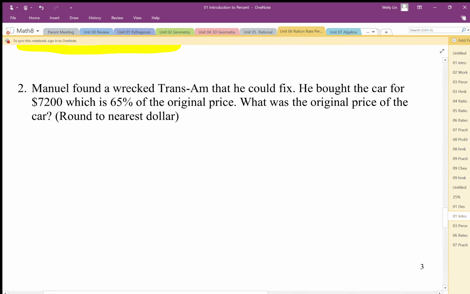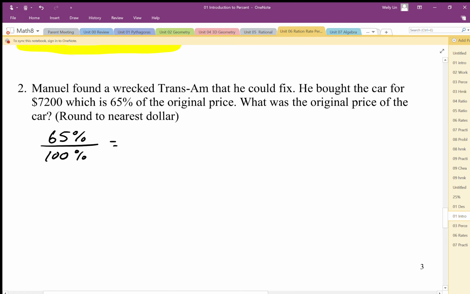So Manuel found a wrecked Trans Am he could fix. He bought the car for $7,200, which is 65% of the original price. What was the original price of this car? So I'm going to set up the percentage, 65% out of 100%.